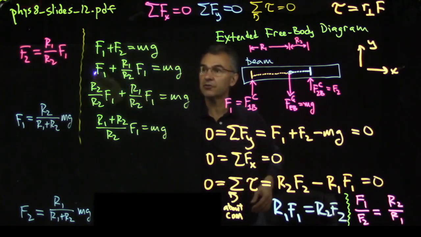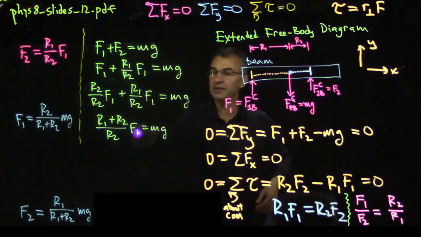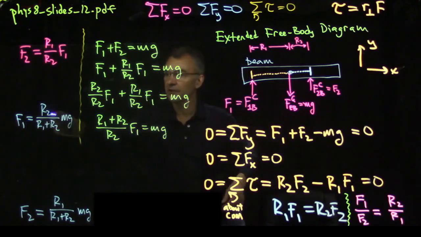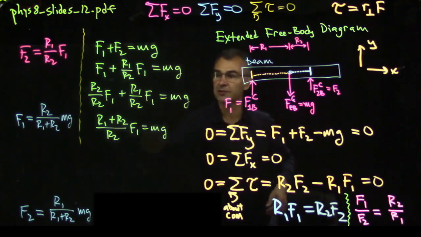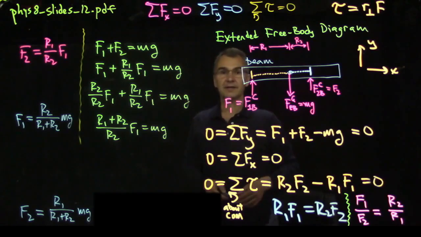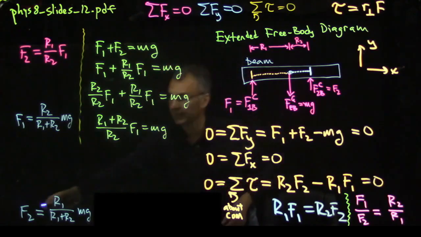Then we want to combine these two terms, so we can multiply the first term by R2 over R2, which is just 1. Now we have a common denominator here, so we can call this R1 plus R2 over R2 times F1 equals mg, which we can then solve for F1. F1 equals R2 over R1 plus R2 times mg, since this R2 moved up here and this R1 plus R2 moved down here. By analogy, we could do the same steps and get F2 equals R1 over R1 plus R2 times mg.